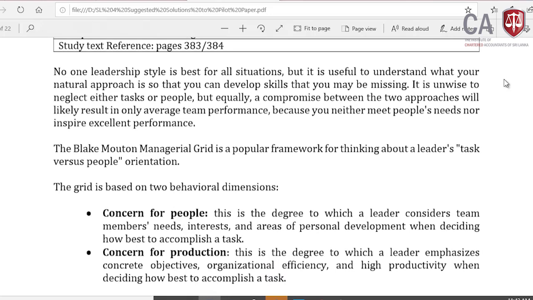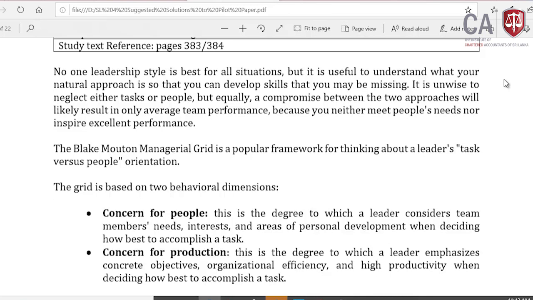Now, he is talking about the theory part first. No one leadership style is best for all situations, but it is useful to understand what your natural approach is so that you can develop skills that you may be missing. It is unwise to neglect either task or people, but equally a compromise between the two approaches will likely result in only average team performance, because you neither meet people's needs nor inspire excellent performance.